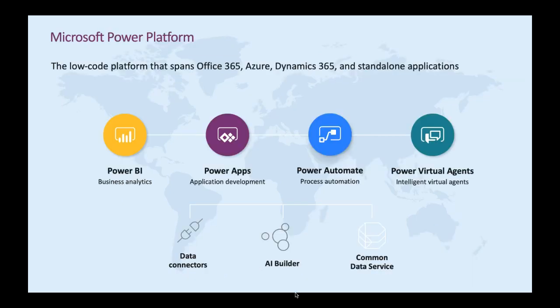So what is the Microsoft Power Platform? It's a low-code power platform that spans across Office 365, Azure, Dynamics, and some standalone applications. You have Power BI, Power Apps, Power Automate, Power Virtual Agents. In conjunction with those, you have data connectors, whether they're custom or Microsoft data connectors, AI Builder, and also a common data service. The COE Starter Kit uses the common data service for a lot of entities, and you'll see in a lot of the deployments that it's heavily using the CDS to store and pull back data.